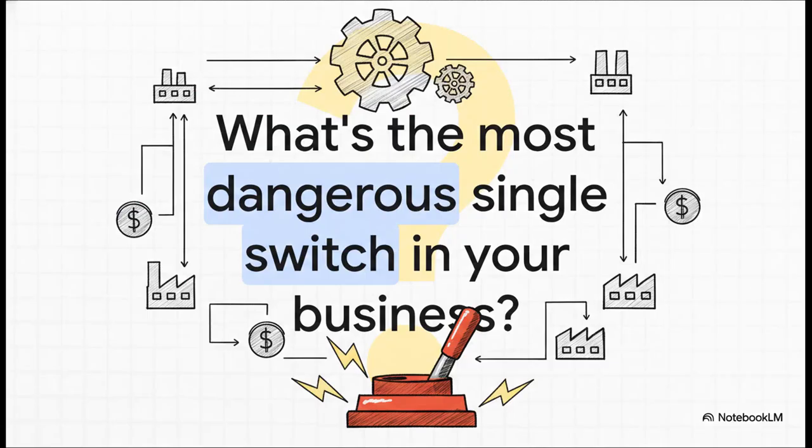It's a pretty powerful story, right? It just goes to show that these systems are these incredible, invisible engines of commerce, but their settings have absolutely immense, real-world consequences. And it makes you stop and think, behind all the code and the complexity, what's the single most dangerous switch in your business?